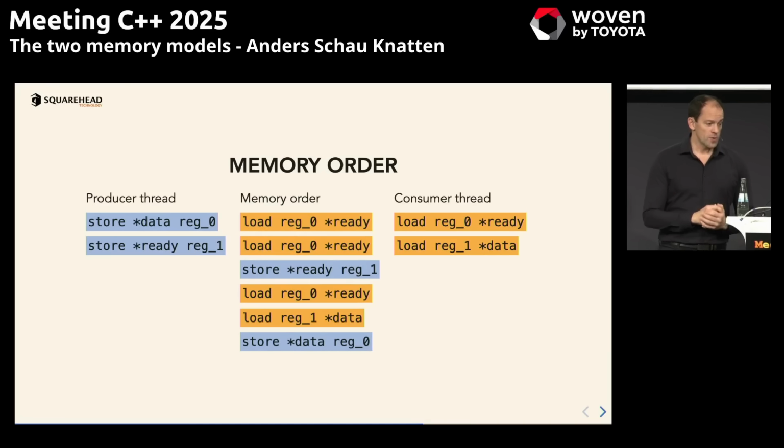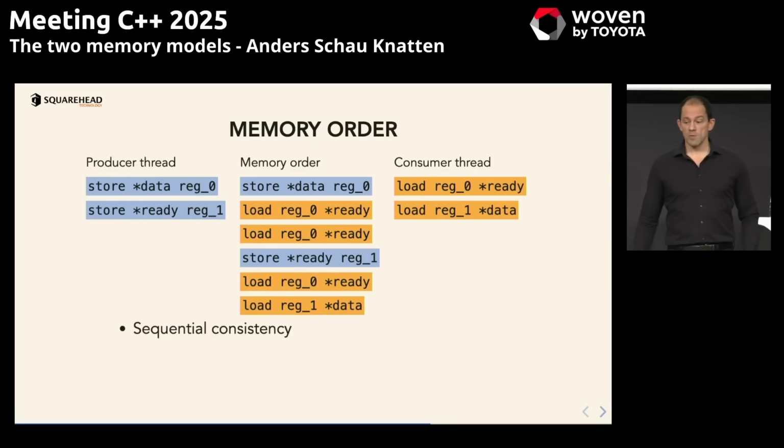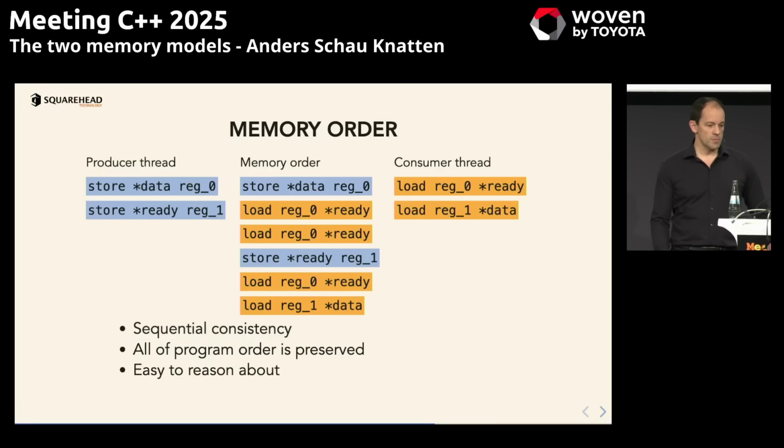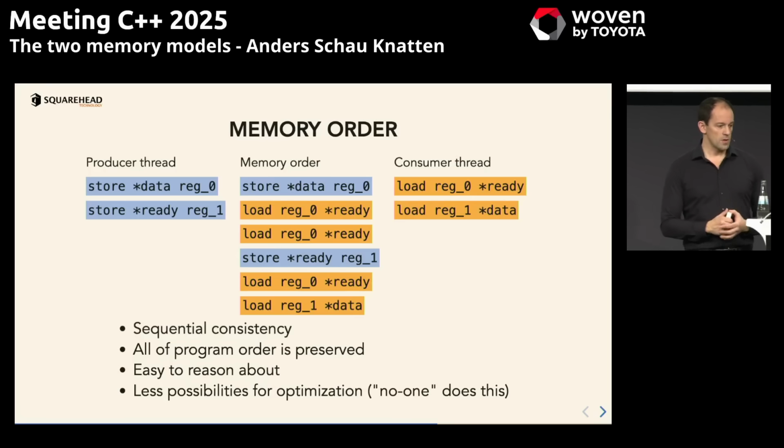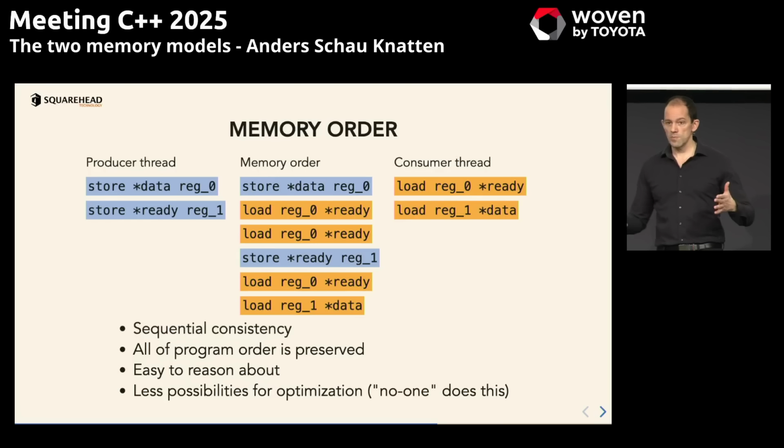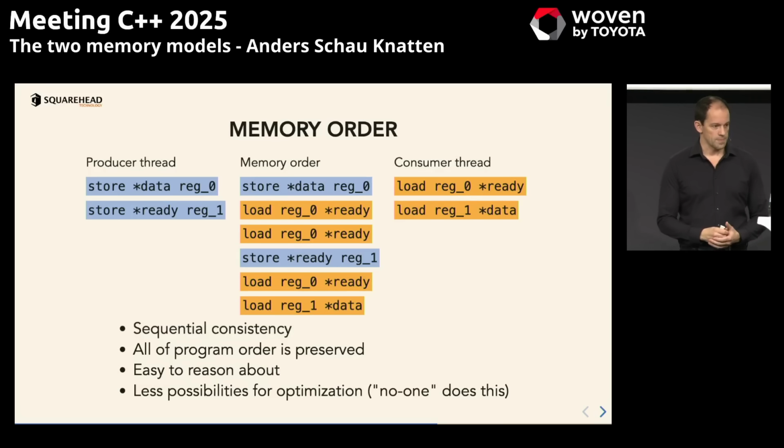Anyway, the simplest memory model you can think of for a CPU is a sequentially consistent memory model, where everything from the program order is always preserved in the memory order. It's easy to reason about, but has fewer possibilities for optimizations. So basically, no one does a full sequentially consistent memory model on a high-performance CPU. In the sequentially consistent model, you could not reorder anything. The stores have to happen in the same order, and the loads have to happen in the same order in the memory order as they happen in the program as it's written.